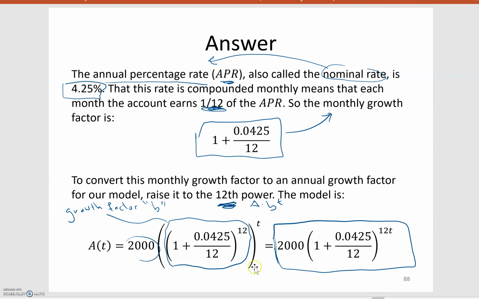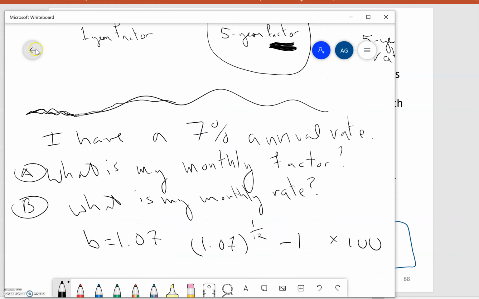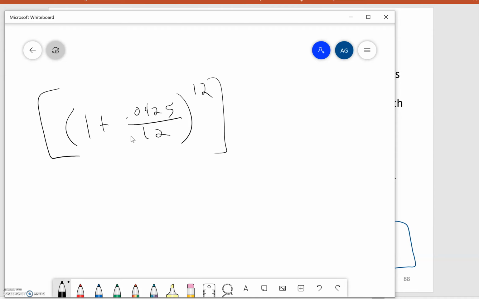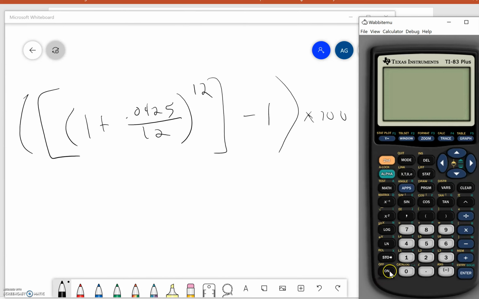And so actually, let's do this on the whiteboard. So my factor is 1 plus 0.0425 over 12 to the 12. That's my factor. And then to convert this factor to a rate, we subtract 1. And then to convert that to a percent, we multiply all of that stuff by 100. And so you do have to put all this in your calculator. So let's do it.